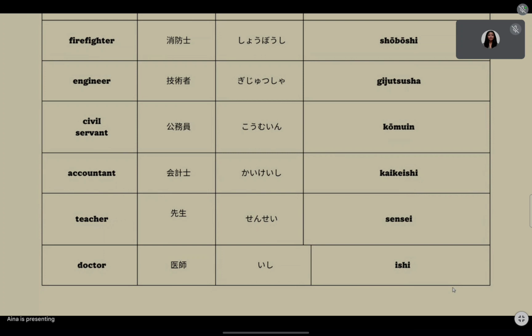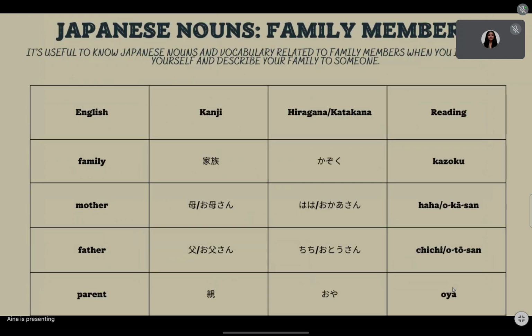ang gagamitin. Okay? So we also have the Japanese nouns for family members. It's useful to know the Japanese nouns and vocabulary related to family members when you introduce yourself and describe your family to someone. So we have here the family. Family is kazoku. Mother is haha or okasan, pero mas ginagamit natin si okasan. And then we have the father, chichi or otosan, pero mas ginagamit natin si otosan. And then parent is oya.